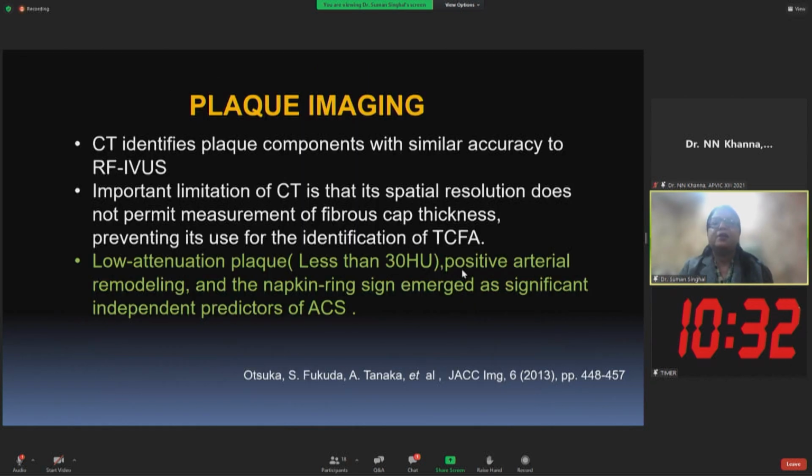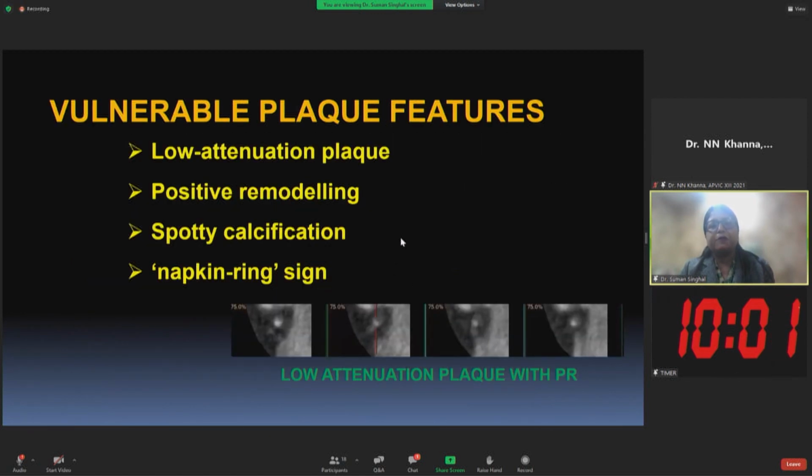CT is very good to diagnose vulnerable plaque features like large lipid core, spotty calcification, and positive remodeling. But the spatial resolution of CT is less, and there the limitation is that it cannot diagnose the thin fibrous cap. So the vulnerable plaque features on CT are low attenuation plaque, that is less than 30 HU, positive remodeling, spotty calcification, and napkin ring sign. We will cover them one by one.